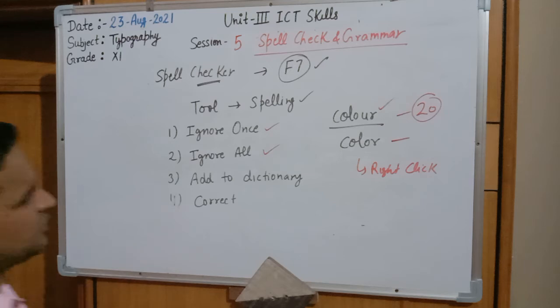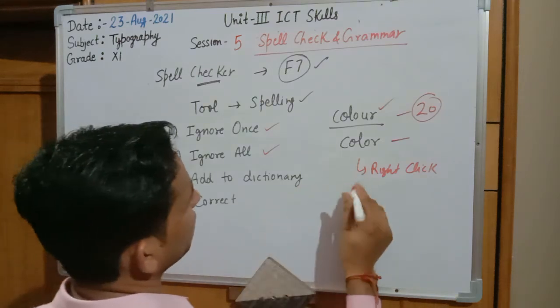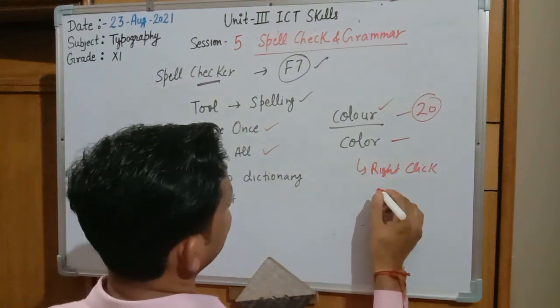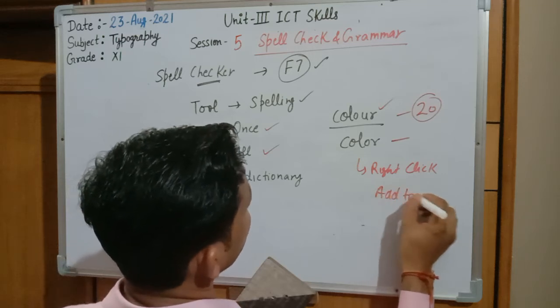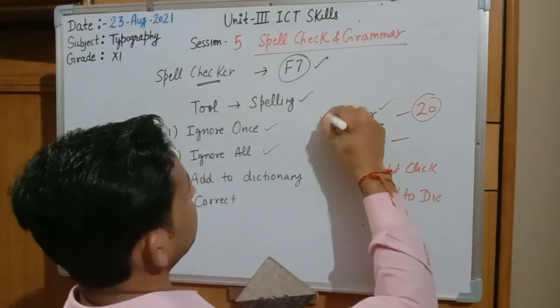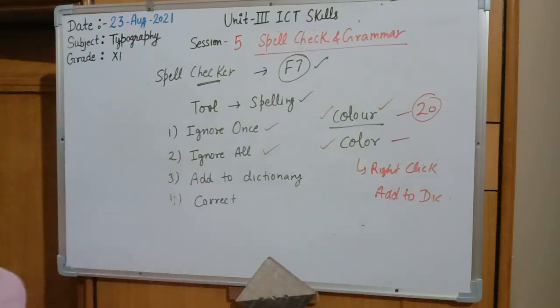Third is Add to Dictionary. Suppose we want to do it for the future also. So right click and select the Add to Dictionary option. What will it do? It will keep this spelling also. Next time if you are typing any document, no type of error will be there regarding the same spelling.